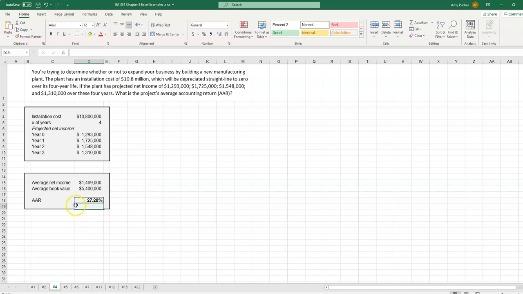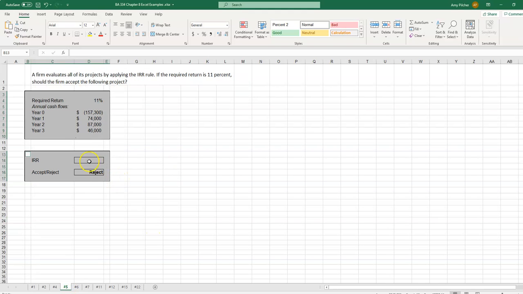Whether or not we decided to accept this project would depend on the company's threshold for deciding based on the average accounting rate. If they said it had to be above 20%, then this would be a good number. If they said it needed to be above 30%, then this would not be an acceptable project. In this example, we're looking for the internal rate of return.